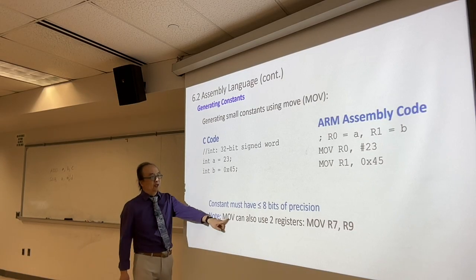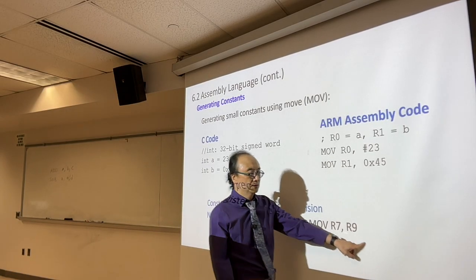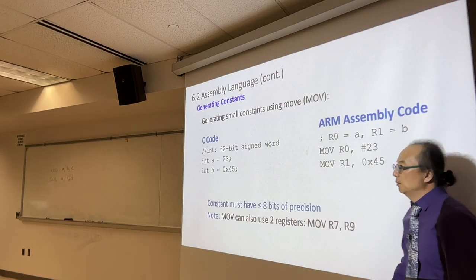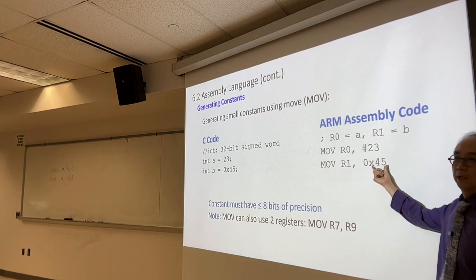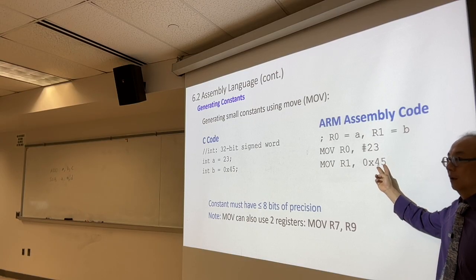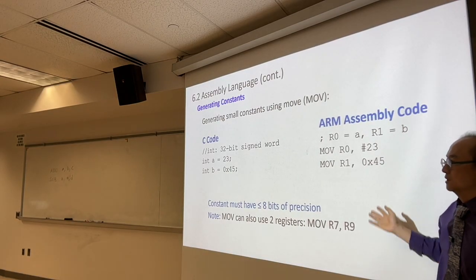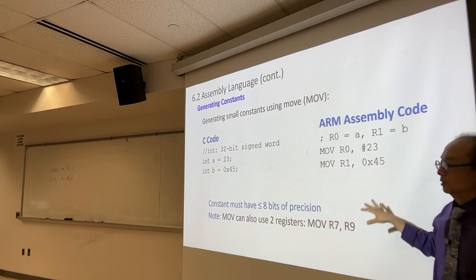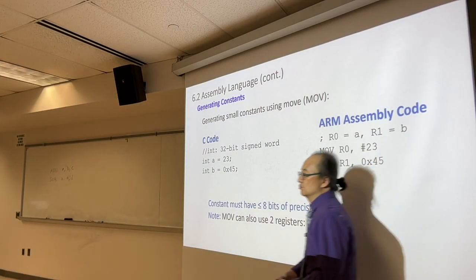And move can also use two registers. So what do you mean by 8 bit? This guy, we can take only 8 bits, meaning only 2 digits of hexadecimal. Why? We'll see that later, based on the format of the move instructions.